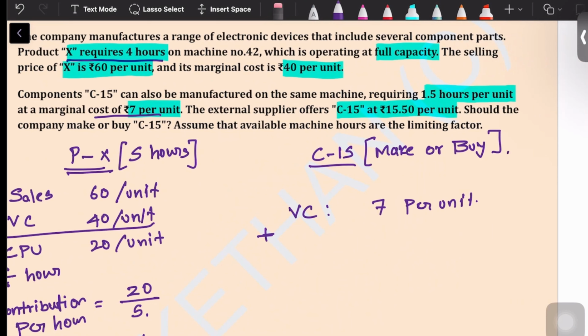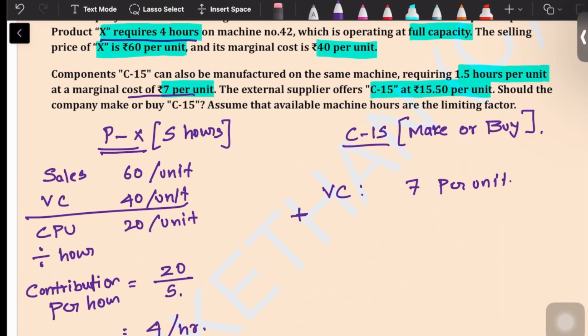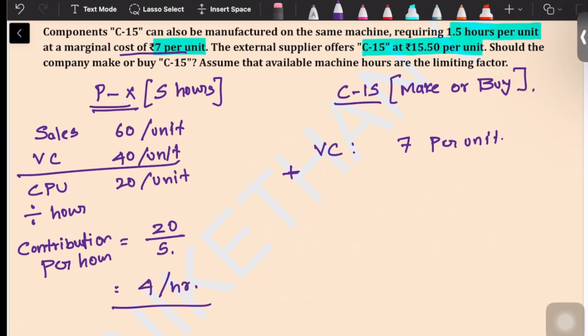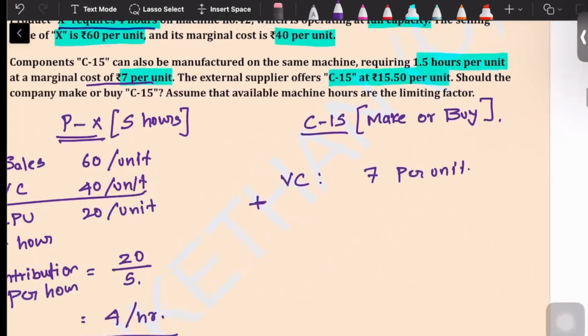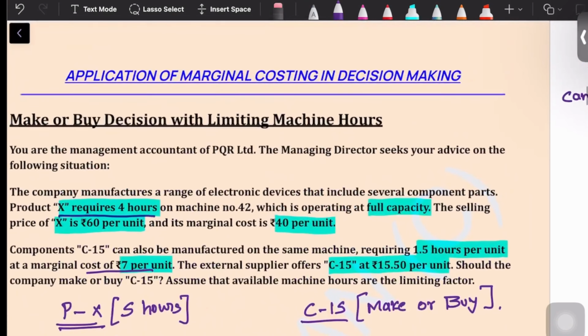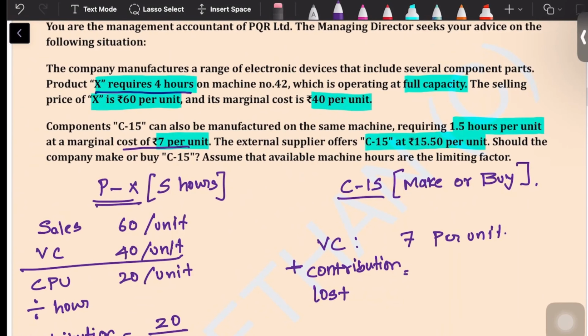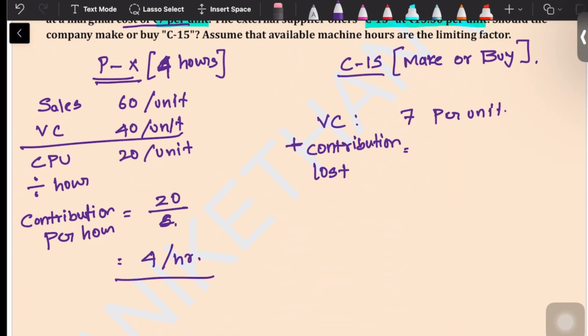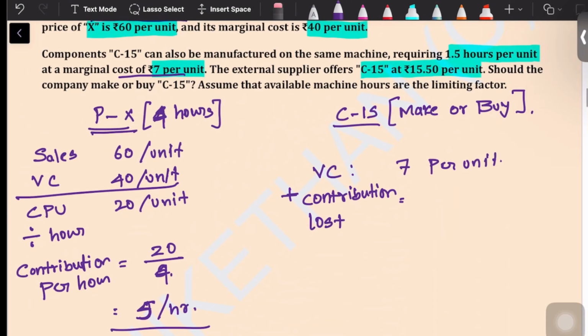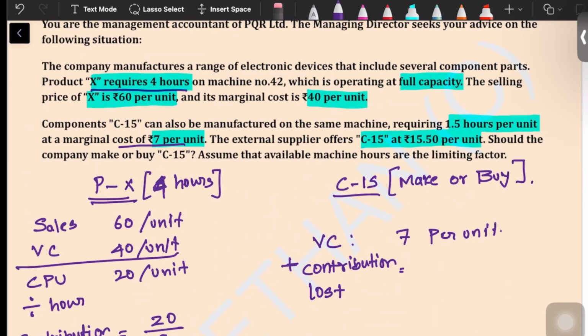If I manufacture C15, I will not be able to manufacture product X. Correct? So in this case, what is the contribution lost? It is 4 per hour, but this component requires 1.5 hour. Sorry, product X requires 4 hours, not 5 hours. So contribution per hour will be 5.